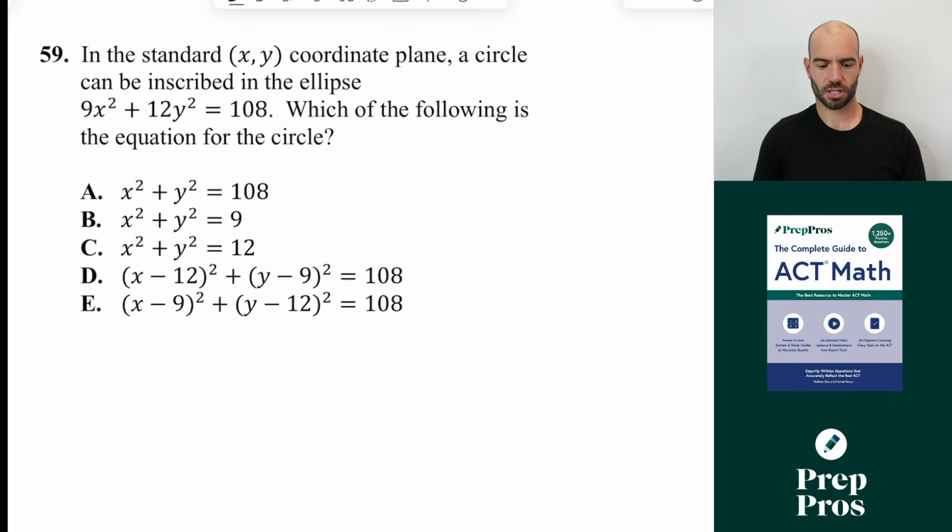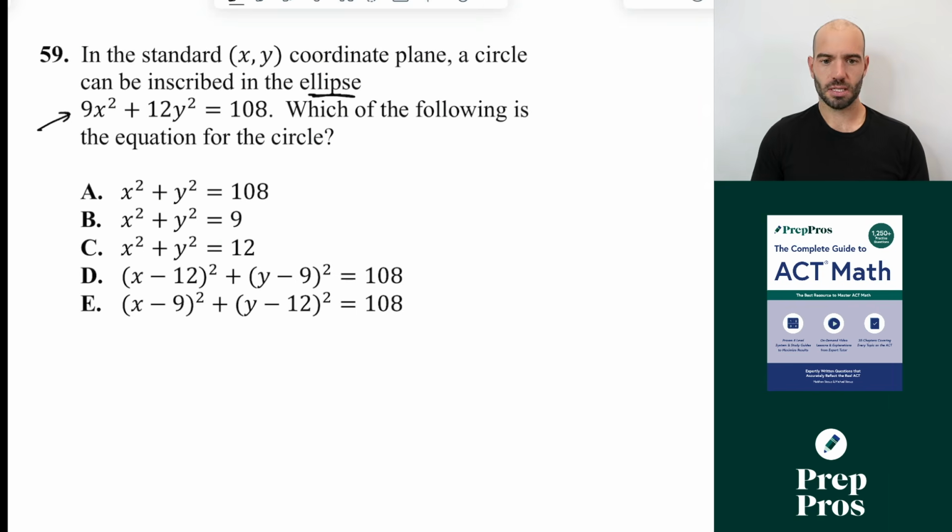Our second really hard question reads, in the standard XY coordinate plane, a circle can be inscribed in the ellipse 9x squared plus 12y squared equals 108. Which of the following is the equation for the circle? The challenge on this one is, one, a lot of students don't know what ellipses are. These are basically ovals. We'll learn about them in a second. And two, they don't know how to draw an ellipse out in this form.